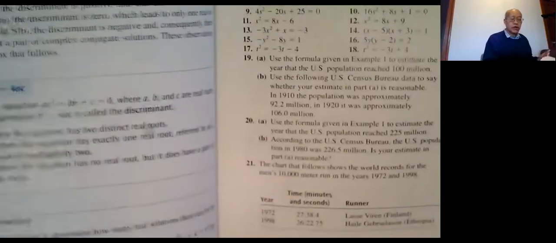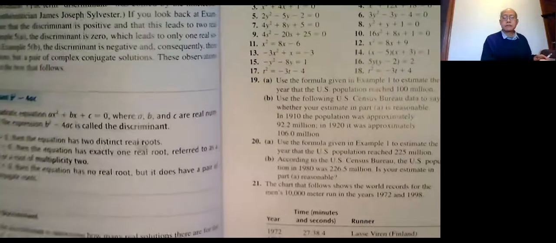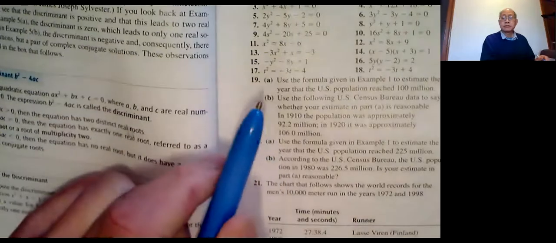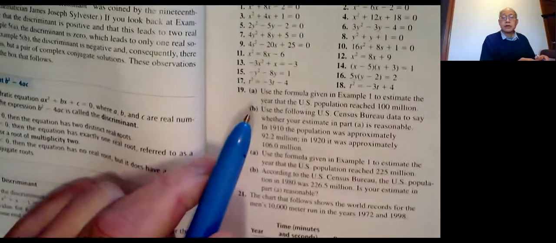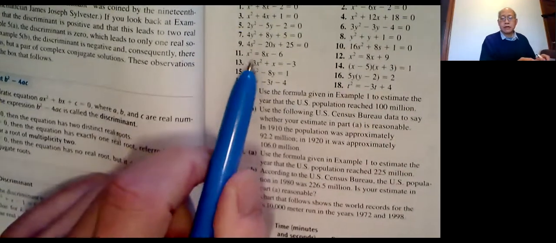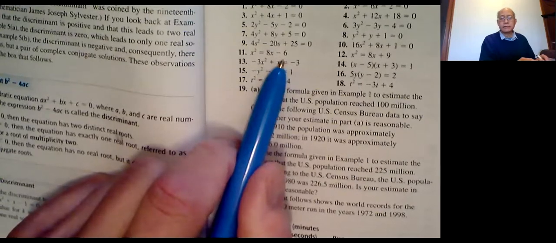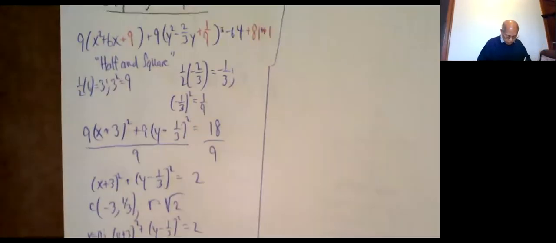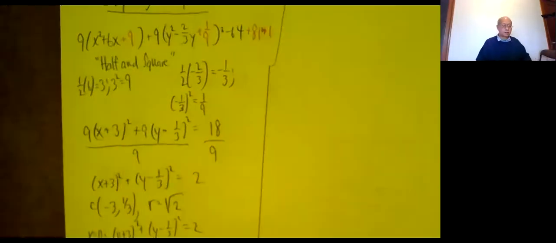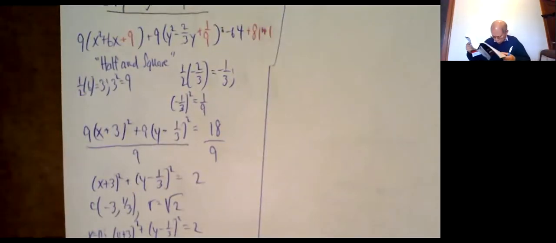Now, what happens if the problem doesn't look like that? Then you make it look like that. Okay, number 11: x squared equals 8x minus 6. That doesn't look right, so I make it look right. Remember that? X squared equals 8x minus 6, positive 8x, sorry.